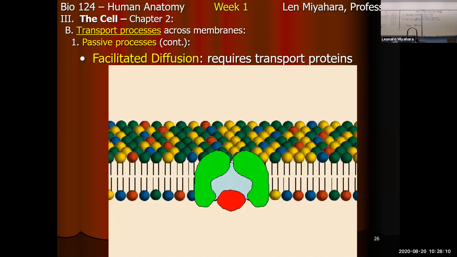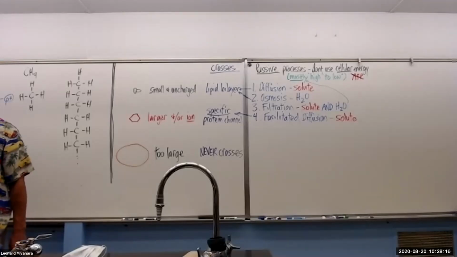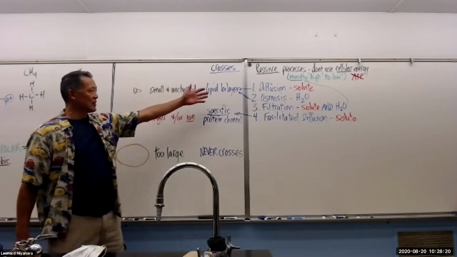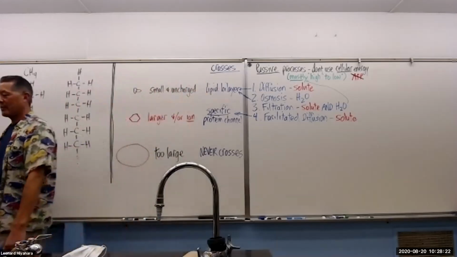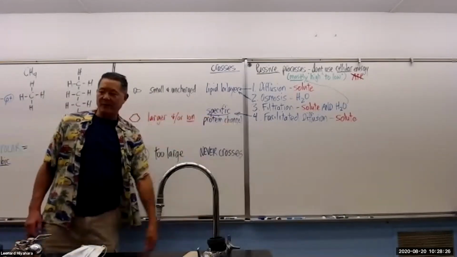Okay? All right, now let's go back. Look at this whiteboard right here, what I've written down so far. Everybody look at the whiteboard. I connected the small uncharged things to 1 and 2. I connected the hexagon to number 4.